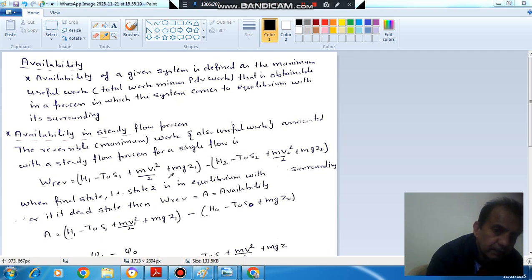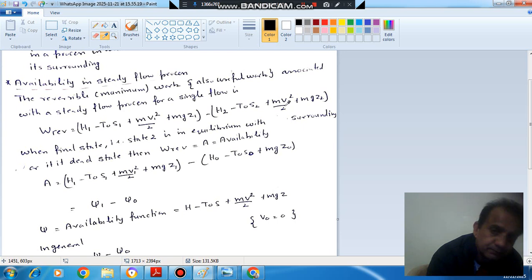So here this was an availability function and this was also an availability function. But now if this state is your dead state, or it is in equilibrium with the surrounding, then it is the availability of steady flow system. Here at dead state the velocity will be 0, so V2 will be 0, or V0 will be 0. And this will be H0, this will be S0, and this will be Z0. So this is the availability function for dead state and this is the availability function for state 1.